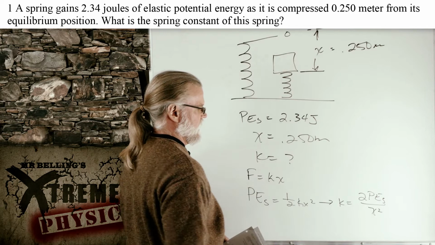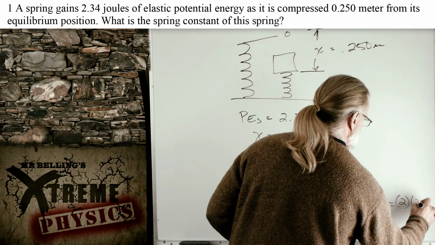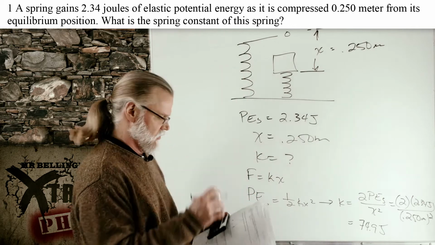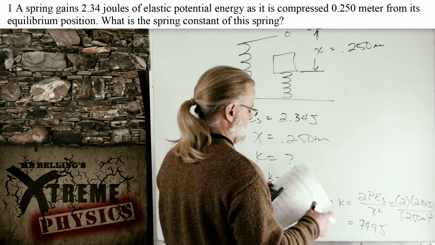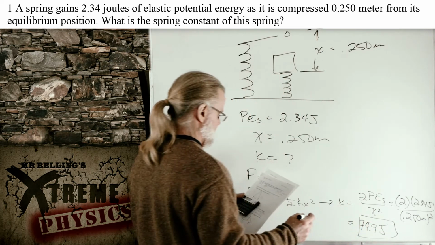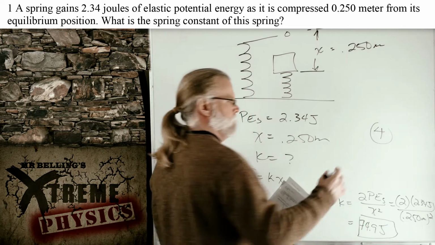Don't forget to square that x. 74.9 joules per meter squared, and whatever choice that was. On test A, that was choice 4.